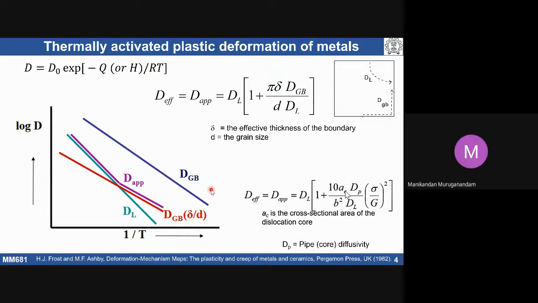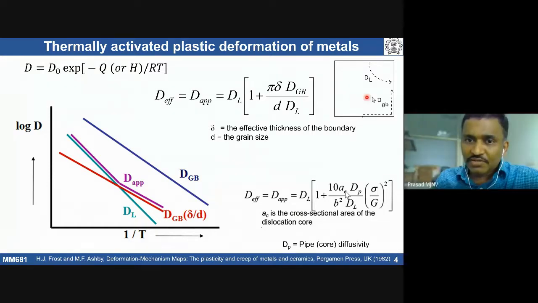Sir, why is pipe diffusivity not also considered in the plot? Here actually you can consider it. I'm just giving an example between grain boundary and lattice. Similarly, we'll also have lattice diffusion and pipe diffusion. You have to normalize. For example, if you take a DP, you may get somewhere. That also has to be normalized with this, and this one you have to normalize with this thing.